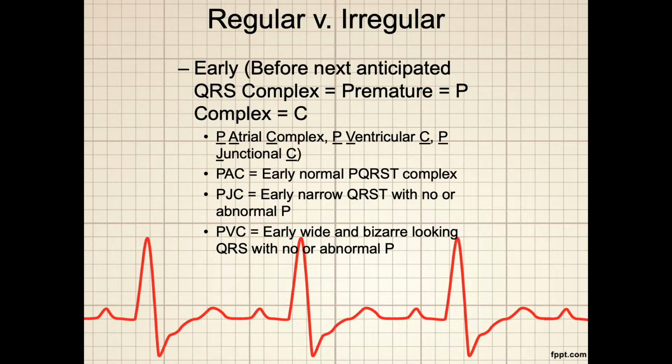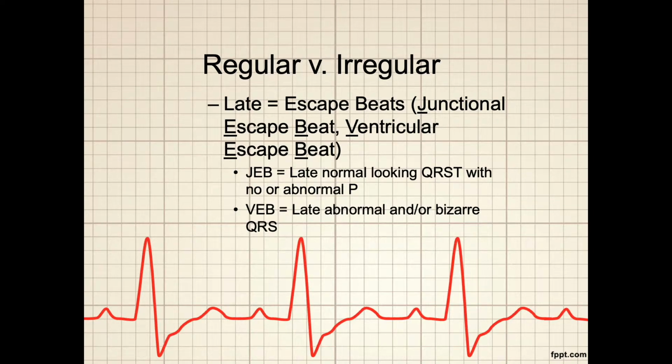If the next impulse, that is the next complex, is late, that is after you would expect the next regularly conducted beat, we would call that a late or an escape beat. And in this case, you will have a junctional escape beat and a ventricular escape beat. In a JEB, this is a late normal looking QRST, but with no or an abnormal looking P wave. And a ventricular escape beat is a late, abnormally wide or bizarre looking QRS complex.